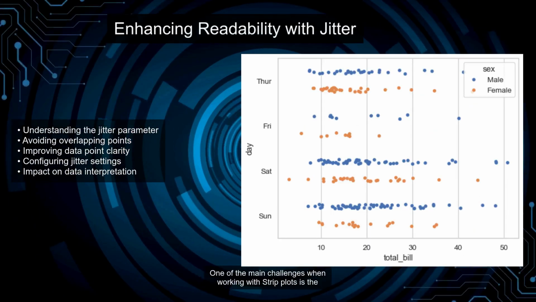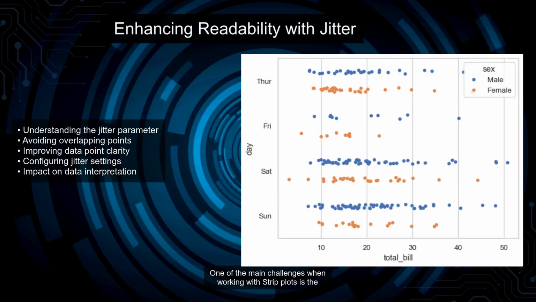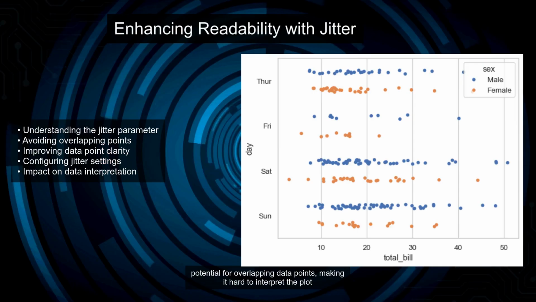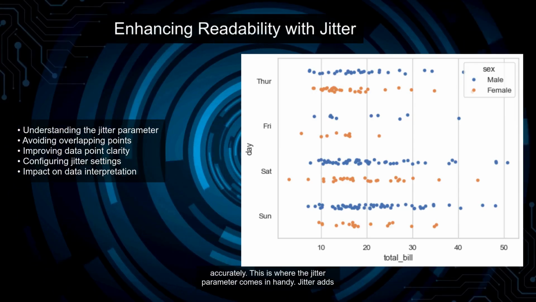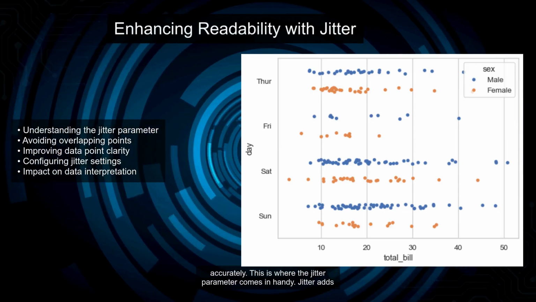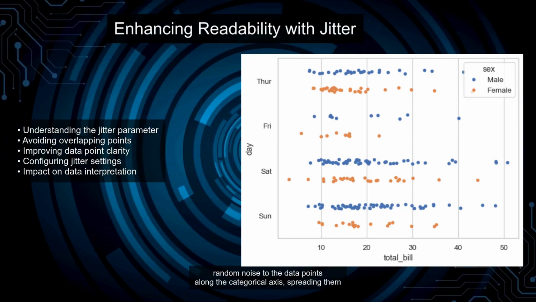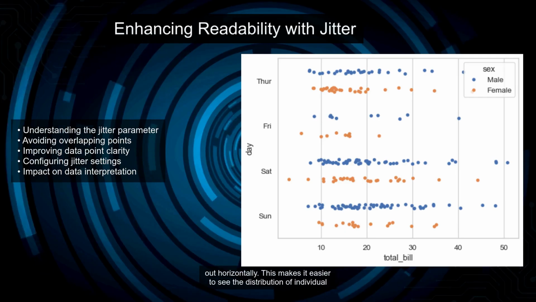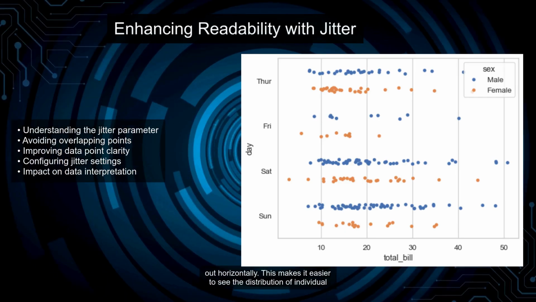One of the main challenges when working with strip plots is the potential for overlapping data points, making it hard to interpret the plot accurately. This is where the jitter parameter comes in handy. Jitter adds random noise to the data points along the categorical axis, spreading them out horizontally. This makes it easier to see the distribution of individual data points.